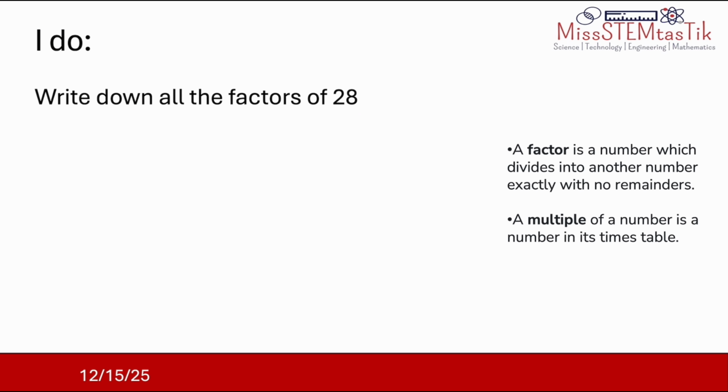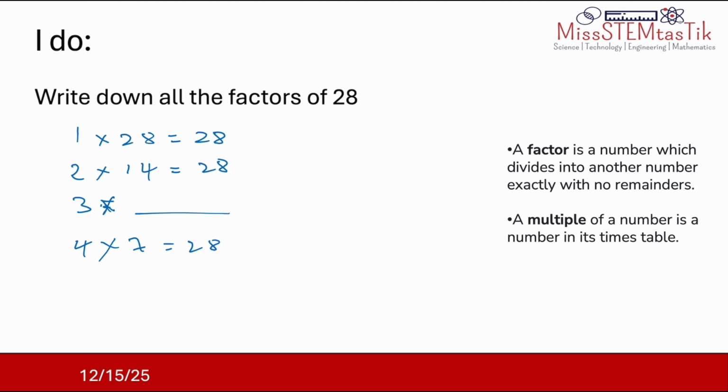Okay, so now we will write down all the factors of 28, and just like before, we will use the number bonds up to 28. So 1 times 28 is 28. 2 times 14 gives us 28 too. 3 times 9 is 27, so we will have a remainder of 1, so that doesn't fit in. 4 times 7 will give us 28.